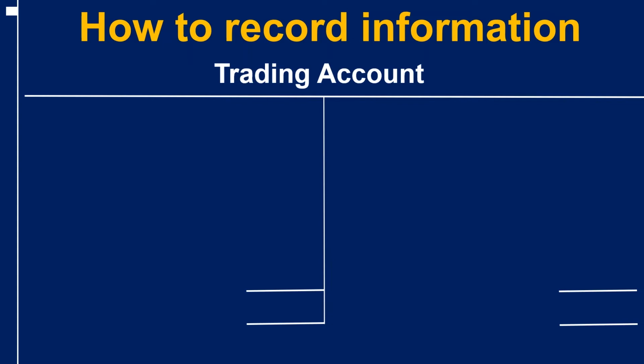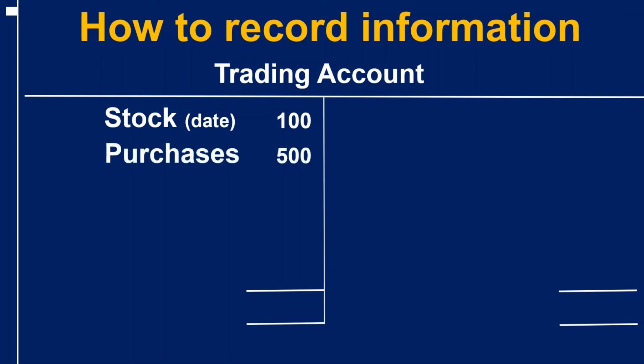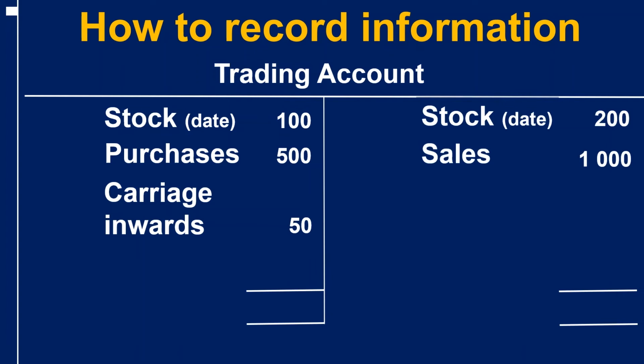Number 1. On the debit side, we record the opening stock, where we only write stock, and in brackets we write the date of the beginning of the financial year. Secondly, we enter the purchases as well as the carriage inwards. 2. On the credit side, we record the sales and the closing stock, and we write stock instead and put the date of the end of the financial year in brackets.